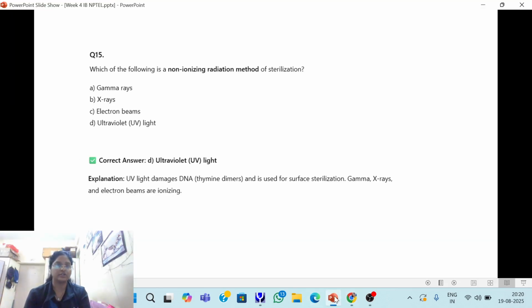Okay, let's see what is the correct answer. It is D, UV light. So UV light damages DNA and is used for surface sterilization. Gamma rays, X-rays and electron beams are ionizing. So the question was asked, what is the non-ionizing radiation method? So it is ultraviolet light, UV light.